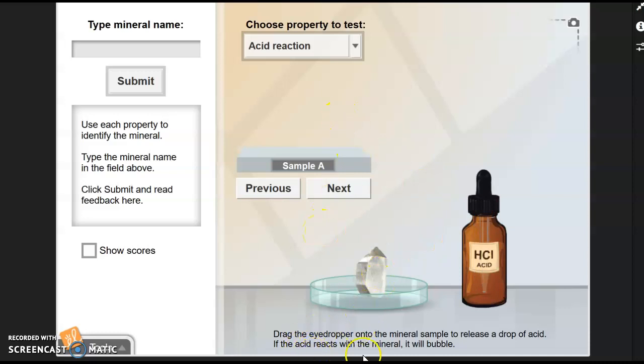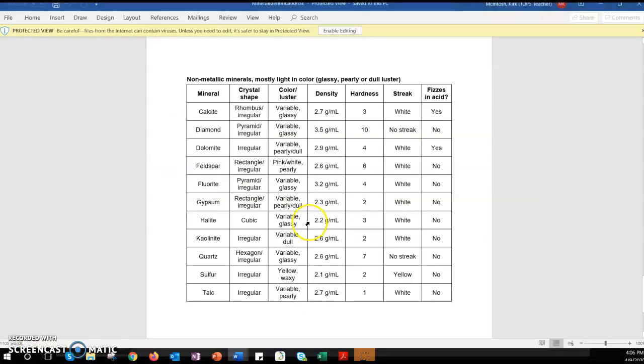So now I'm able to go back to my chart to be able to identify this. I said I thought it was going to be quartz because it was a hexagon, irregular shape. It was variable in color and kind of glassy. 2.6 grams per milliliter of density. Remember, that was by the space that it occupied that we displaced in the water. The hardness of 7, because we said it was harder than even the steel plate. No streak when we pulled it across there, and it does not fizz when we drop acid on it.